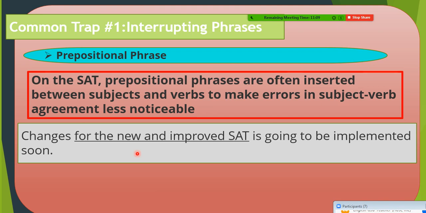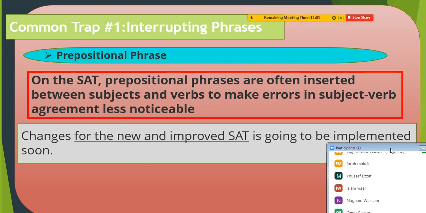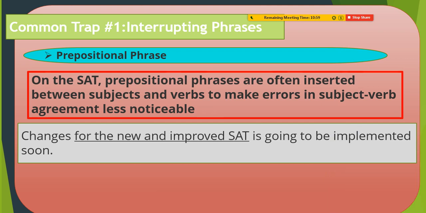What about the prepositional phrase in the SAT? They are often inserted between the subject and the verb, as usual, to make errors in the subject-verb agreement less noticeable. That means you cannot notice the error between the subject and the verb because the sentence is interrupted with the prepositional phrase.